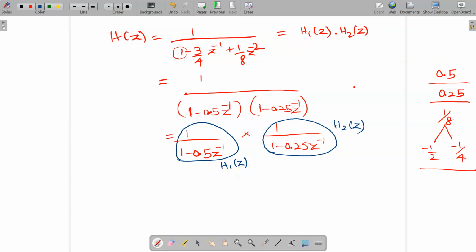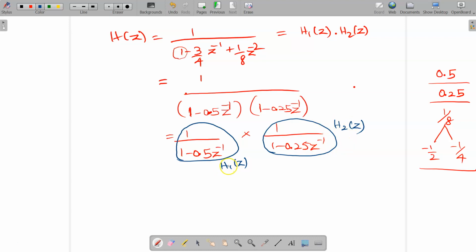Now draw the direct forms. Why are we going to use direct form 2? Direct form 2 is again a simple and straightforward, easy realization, and we can also reduce the number of delay elements. Compared to direct form 1, the number of delay elements is less in direct form 2. So for implementing the cascade and parallel forms, we will be using the direct form 2 structure. We are going to draw the direct form 2 structure for H1 of z and H2 of z.